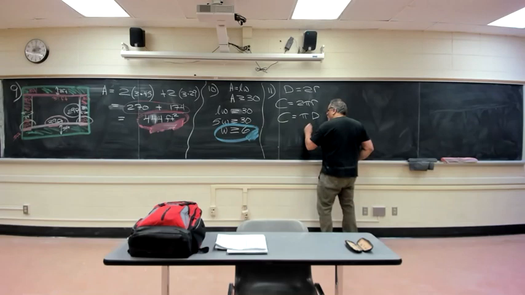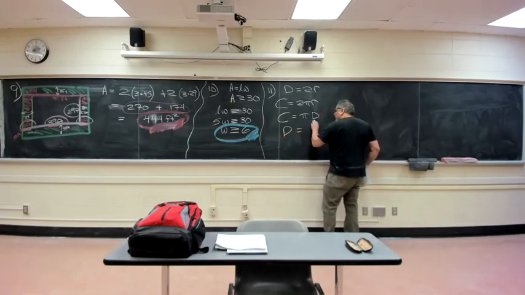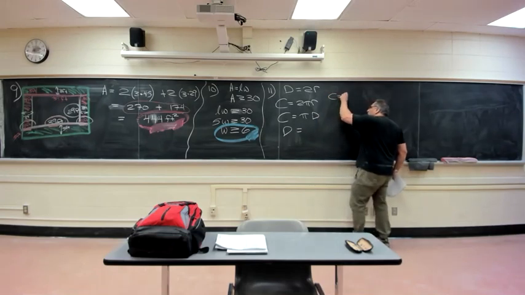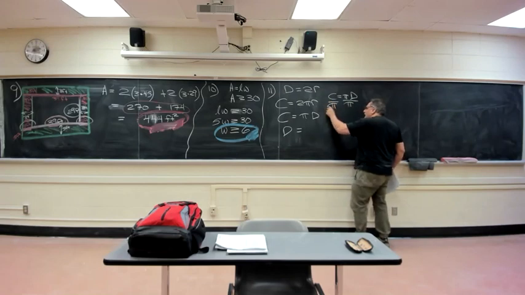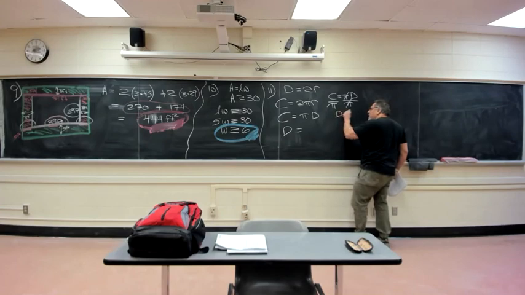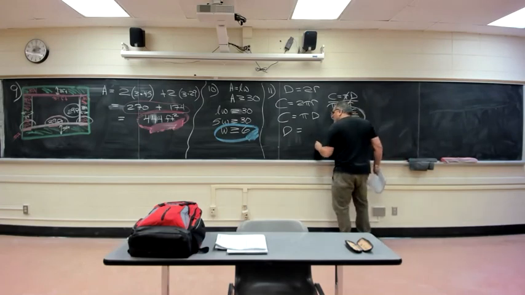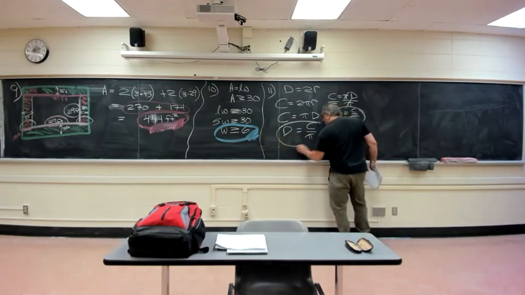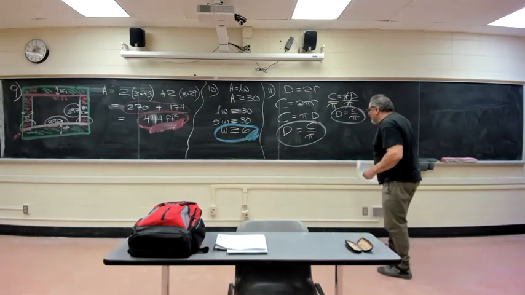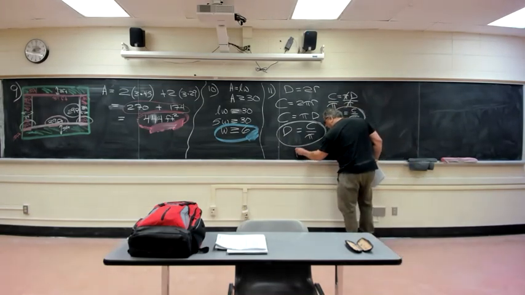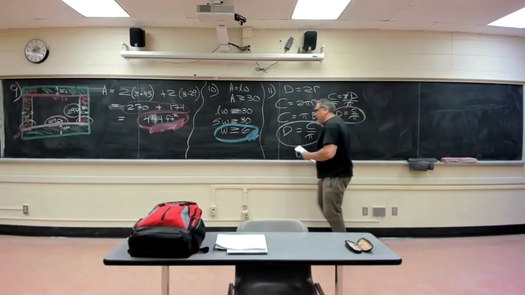If you want to find D, divide by pi on each side. Remember, it's like this, guys. C equals pi times the diameter. Divide by pi on each side, and the diameter is going to be C over pi. It's that simple. If you plug in, again, I'm going to go with the answer that they gave in the book, just to kind of cover ourselves with this.